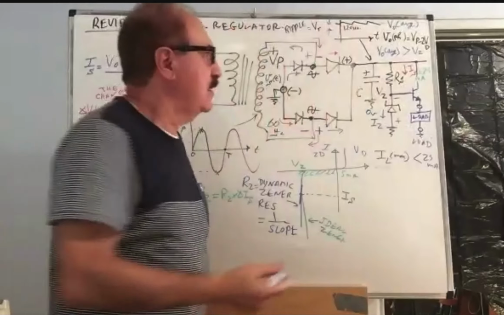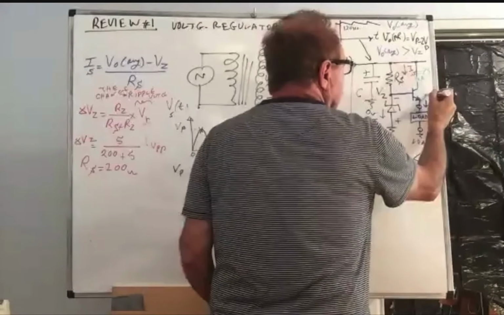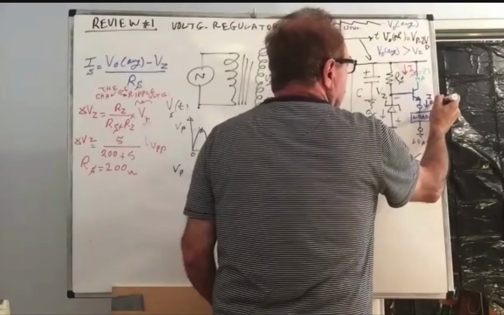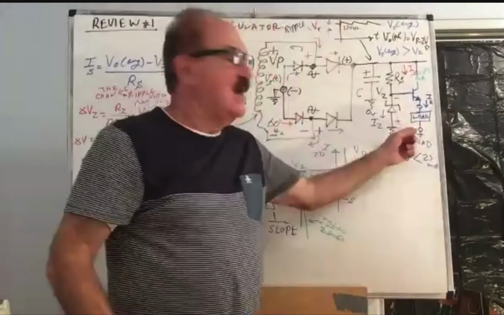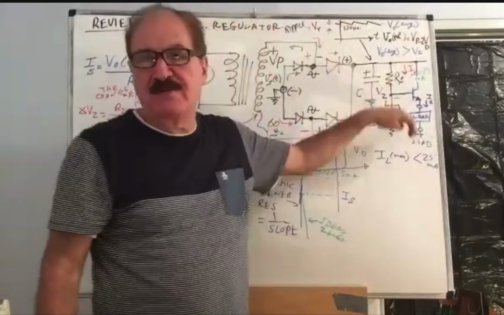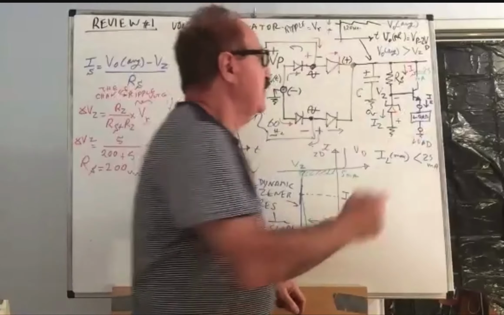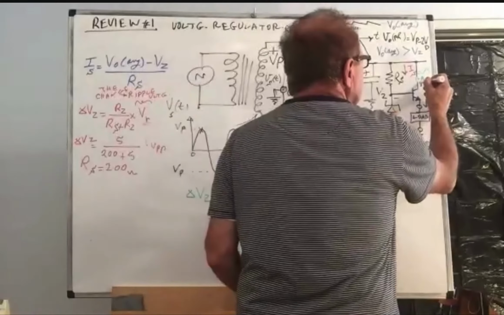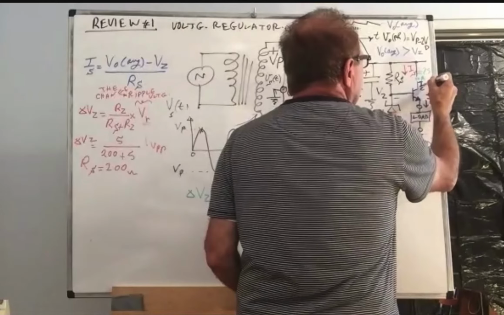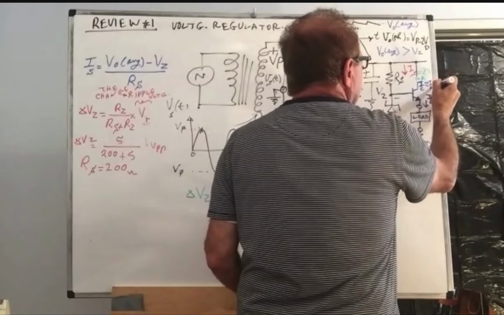Okay. You will have IE, the emitter current, as your load current, because it's fed from the emitter side. The collector current will be nearly equal to the emitter current. So IC will be approximately equal to IE. Okay?